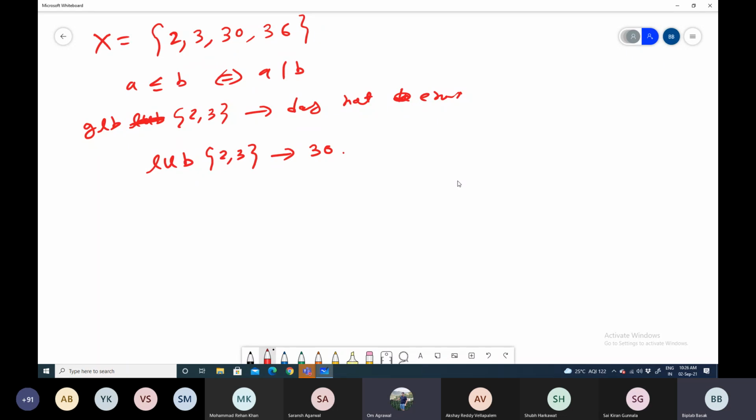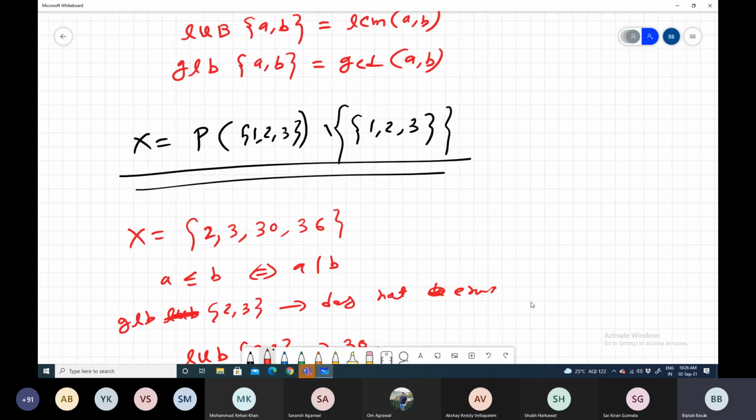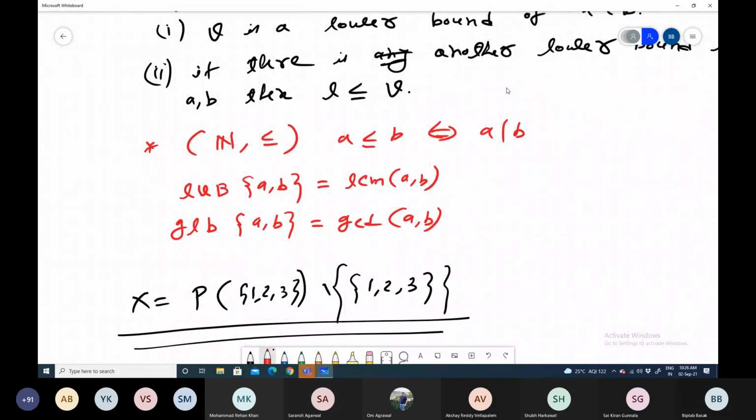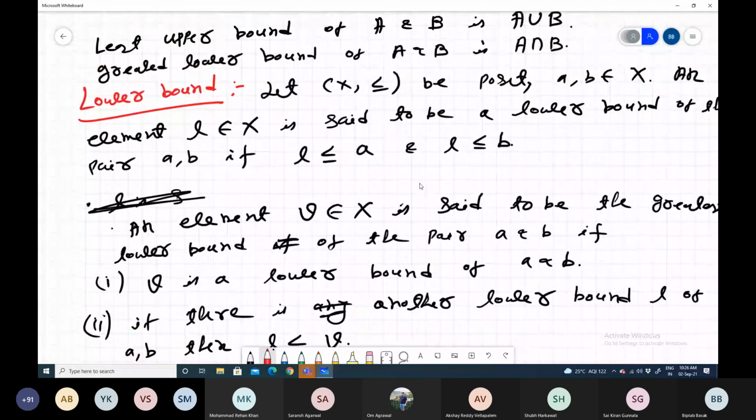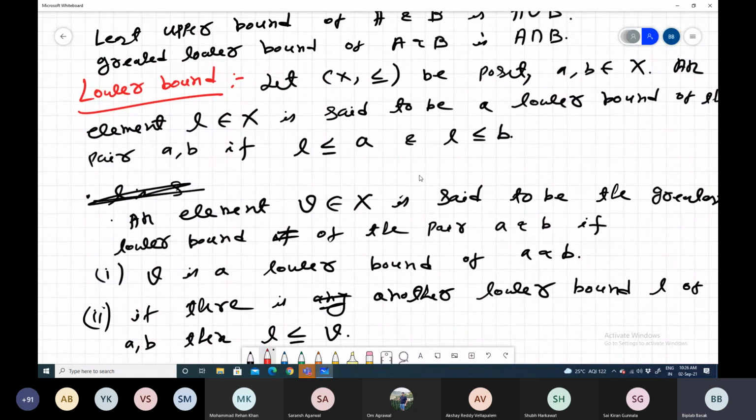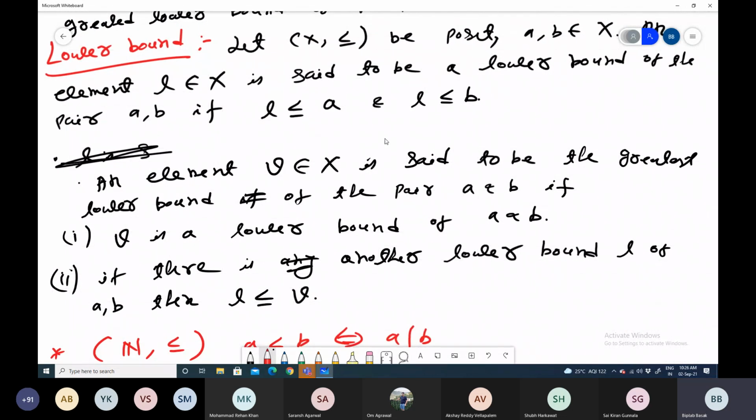Sir, there are multiple upper bounds like 30 and 36, right? Both are upper bounds, but there is no least element of that set of upper bounds. Therefore, least upper bound should not exist. Yeah, but what was my definition? Least upper bound. So that means, is there any mistake in that definition?